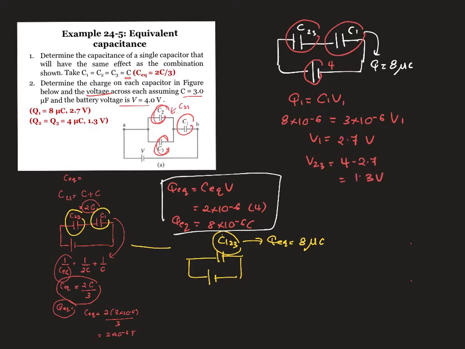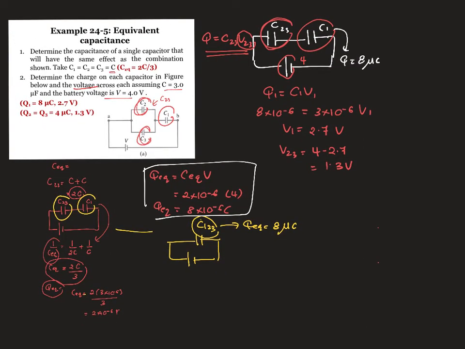Another method that you can use is you already know the Q here, because the series capacitors have the same charge. So you can use Q equals C23 V23. So you can find the voltage at C23 based on this formula. It's up to you. You can use the first method or the second method, but you are still going to get the same answer.